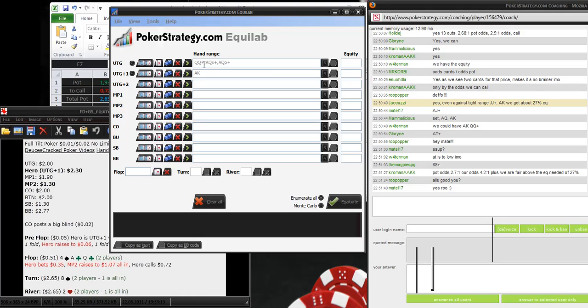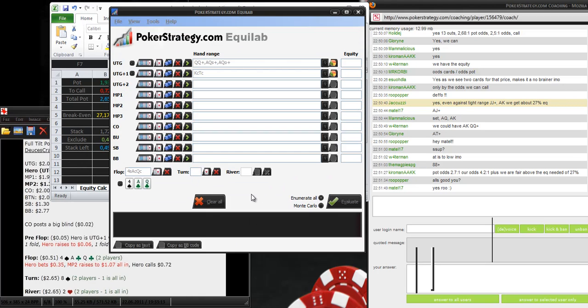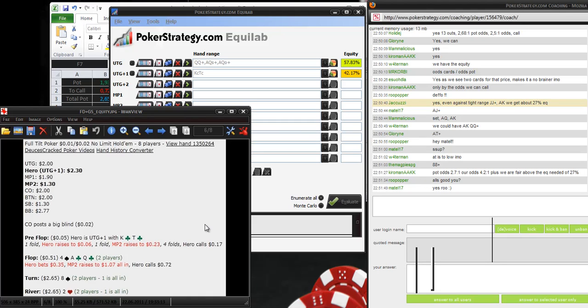And what do you guys think? And oops, we had king of clubs, ten of clubs. So you guys think against that kind of range we are able to get the 27% equity which we will need for break even? Let's see. And yes, that's true actually. And as you see, in this case we are even far ahead, and in the long run we should earn profit from this kind of call. But obviously the play, how hero played the hand, is overall pretty horrible.